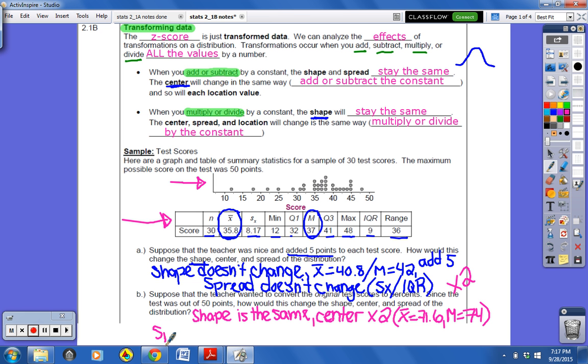Now our spread, because we are multiplying, does actually change. My spread will be multiplied by 2 also. So my standard deviation, 8.17, I can't do in my head, times 2. Yeah, I should have been able to: 16.34. And then our IQR, well, we'd have to find the original IQR, there we go, 9. That would be multiplied by 2. So our spread would get bigger. And that's it. That's how we transform. So keep in mind, add and subtract, we only change the center. Multiply and divide, we change the center and our spread.